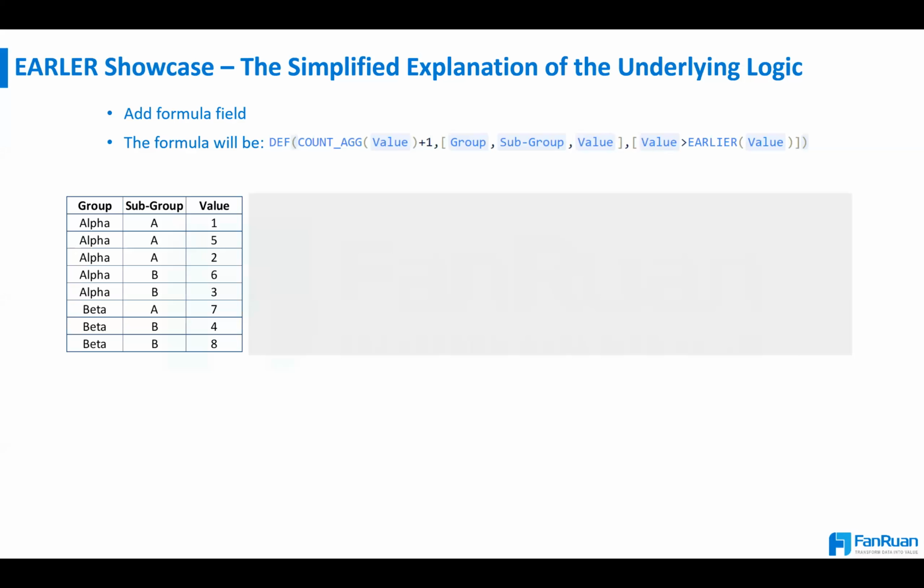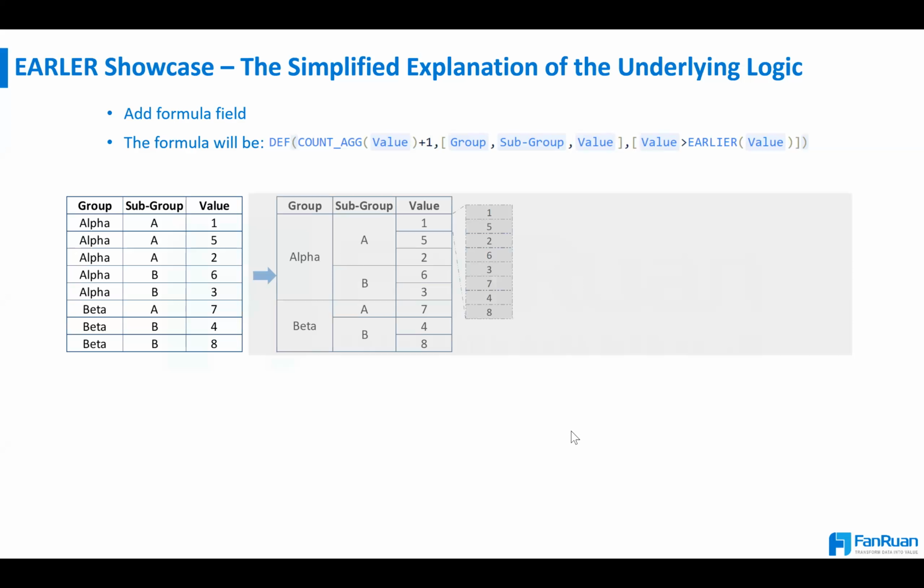For the first step, you still need to add a formula field, and the formula will be like this. We are still grouping data based on the group parameters we provided, which are group, subgroup, and value. Different from the last case, because this time we are going to get the ranking, ranking is not for the group, it's for the value itself. So in the grouping parameter, we need to put value here so we can get the very finest detail.